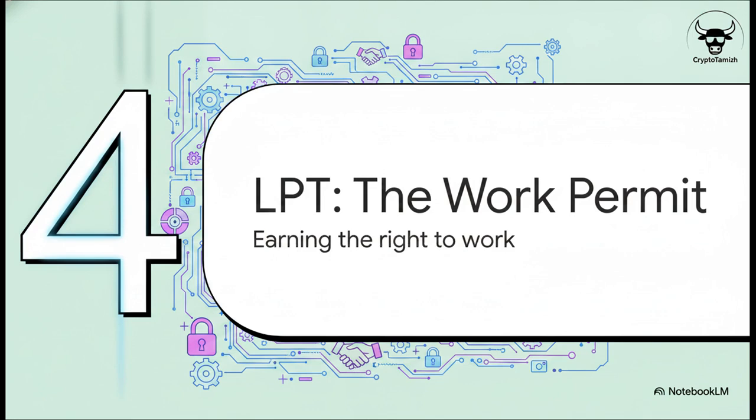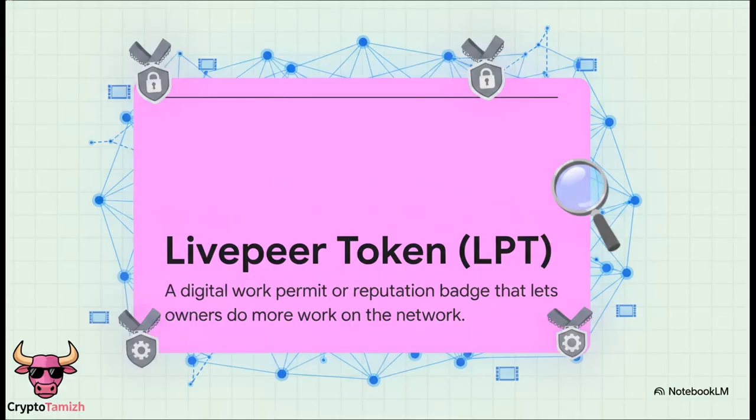Let's see how someone actually earns the right to work. In a decentralized setup, you have to build trust without having a boss looking over everyone's shoulder. So, to take on jobs and earn fees, those shop owners need the Livepeer token, or LPT. Think of this simply as a reputation badge, or a digital work permit. The more of these permits you have, the more paid work the network routes to your shop. It is a built-in security mechanism.